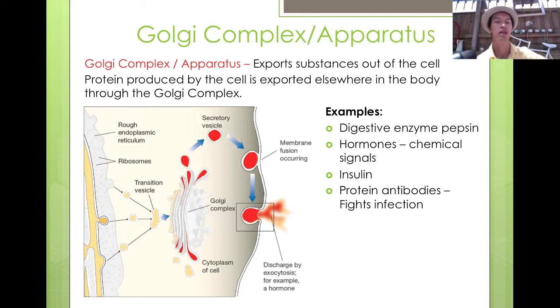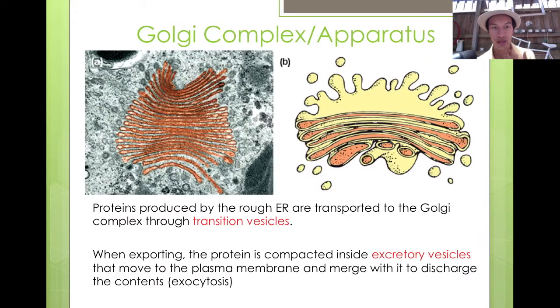It mails it out, sends it off, receives any new ones, and then sends it around the cell that is used. Okay. Here is what a diagram of it looks like. It is separated from the nucleus and it looks like a bunch of different folds like that, kind of similar to the endoplasmic reticulum, but not as widespread. Okay.